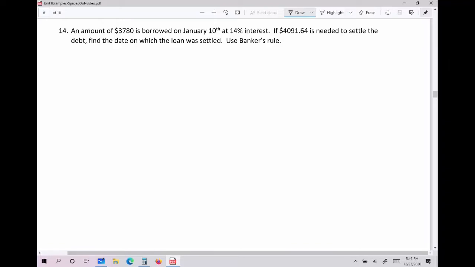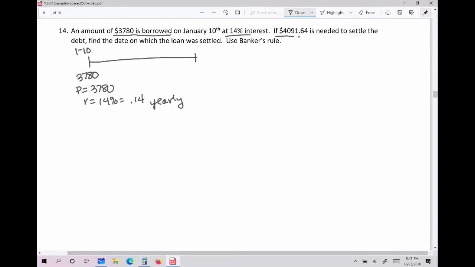All right, let's look at an example specifically with banker's rule. Here we have an amount of $3,780 is borrowed, so that's our P, on January 10th at 14% interest, so R is 14% or 0.14. We're not told anything about that, so we're going to assume that's yearly.